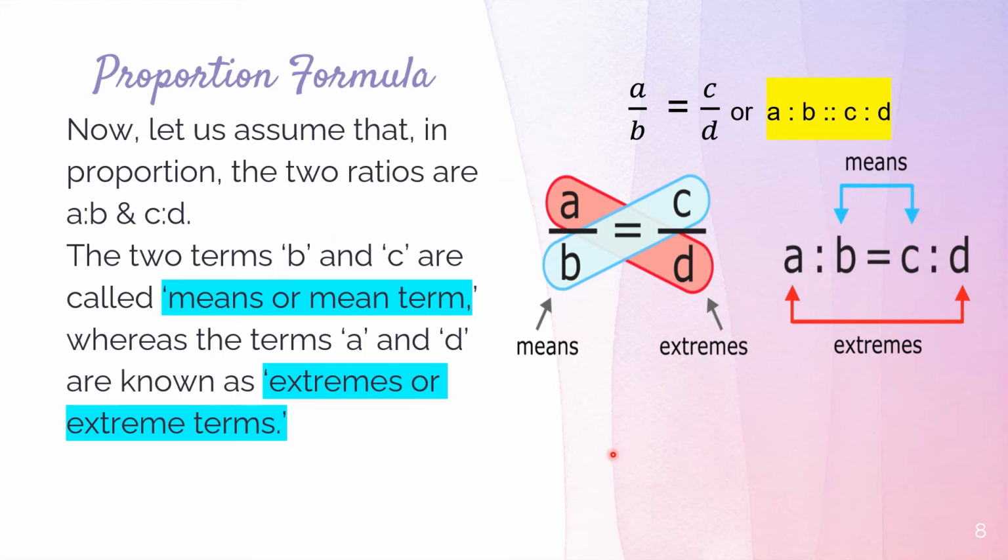Okay, so the two terms here, that is B and C, can you see these two terms here with the arrow? These two terms are called mean terms, and the two terms which are outside, that is A and D, are known as extreme terms. So let me just represent and show you in the fraction also. Here, if you can see, I have grouped A and D together. This group is of extreme terms, and C and B here is a group of mean terms.